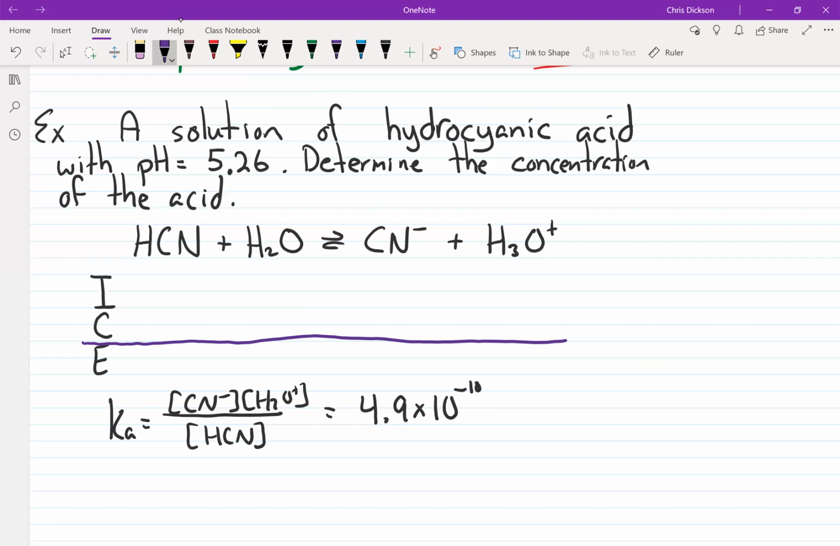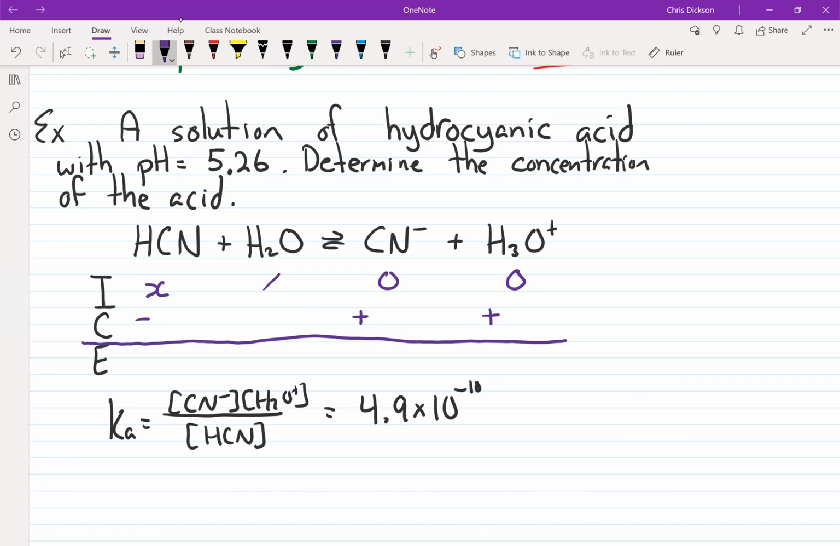So technically, you could at least figure out the concentration of the hydrogen ion in that solution. But what I'm going to say is initially there would have been 0 cyanide and there would have been 0 hydronium. And then, of course, the concentration of the HCN would have been a certain number, and that's actually what we're trying to find out. So I'm going to make that X. And I don't care about the water because it's a liquid here. So I know the reaction is going to shift to the right. So that side's going to go up, right side goes up, left side goes down.